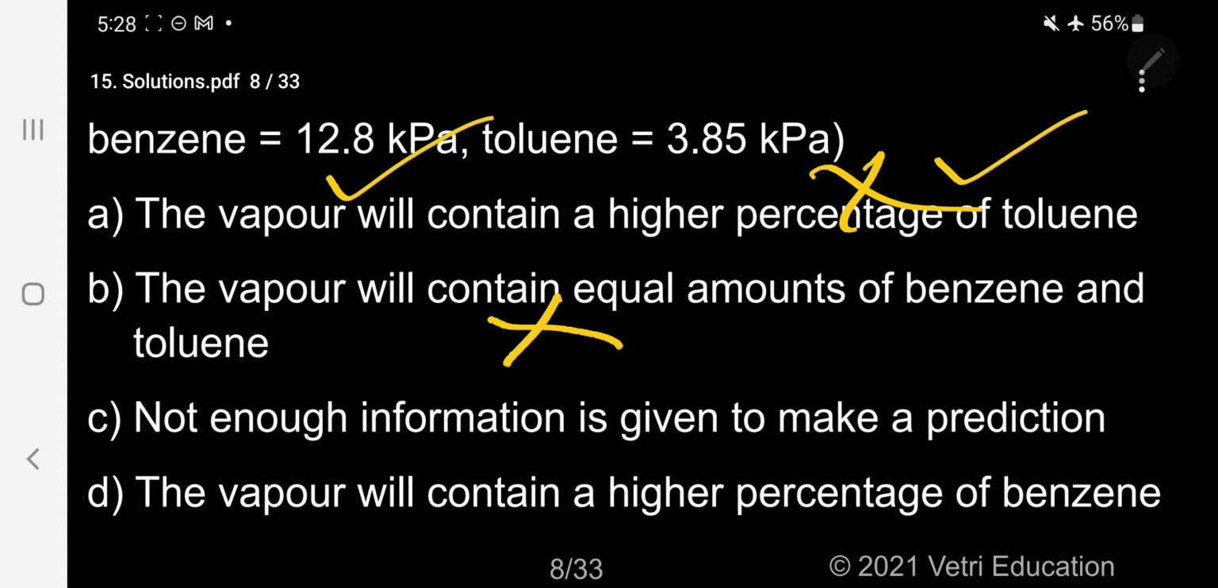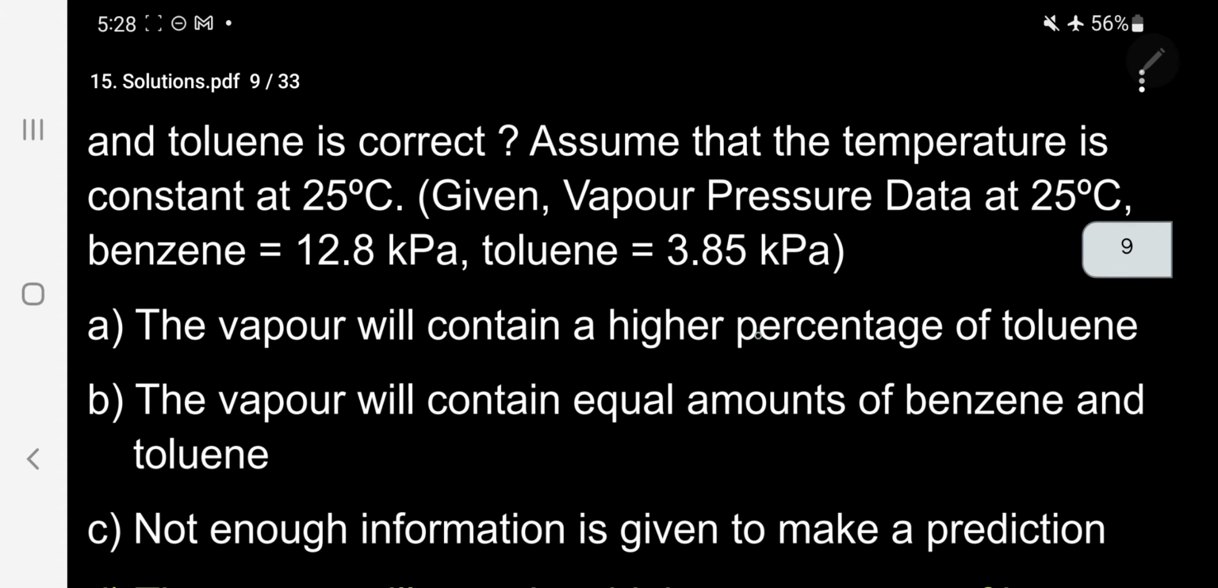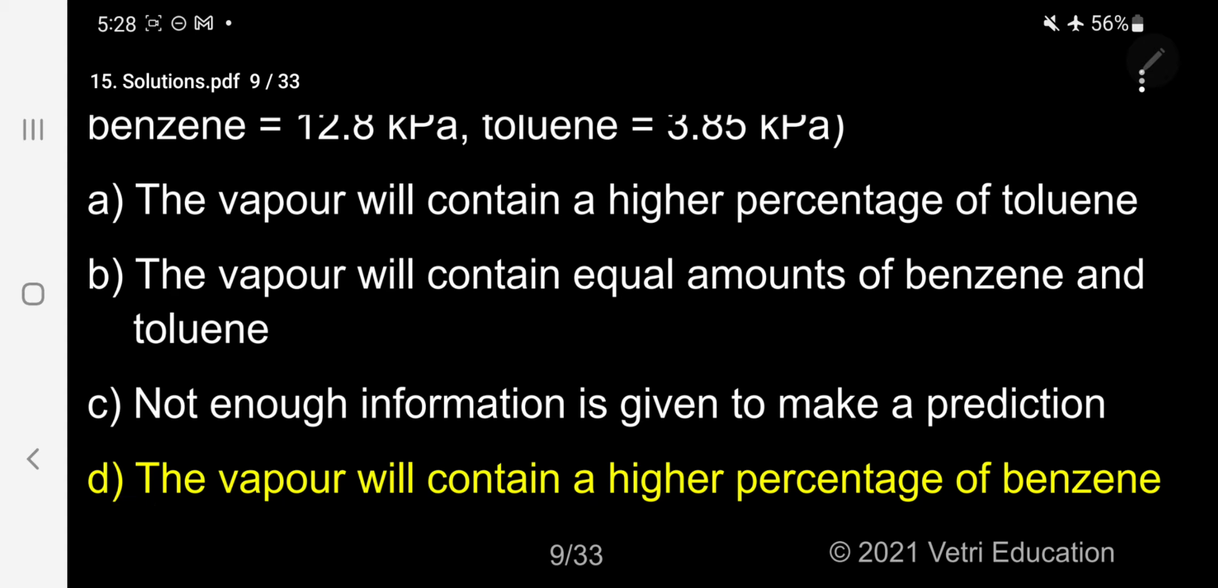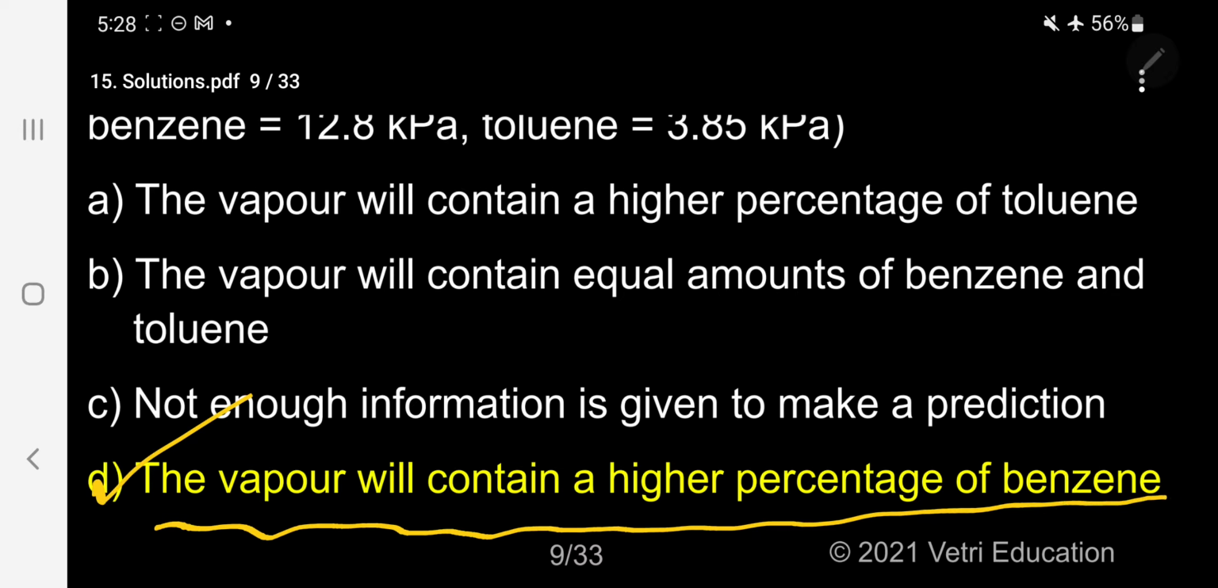Not enough information is given to make a prediction. No, enough information is given, so this is also wrong. What is the final one? The vapor will contain a higher percentage of benzene. This is the correct answer. Why? Vapor pressure is high for benzene because the boiling point is very low compared to toluene. So this should be the correct answer. Let me see the option. D is the correct answer. The vapor will contain a high percentage of benzene rather than toluene.